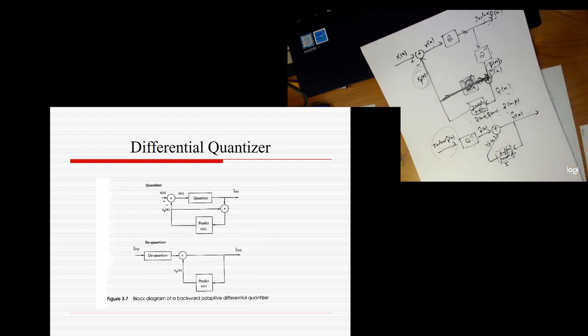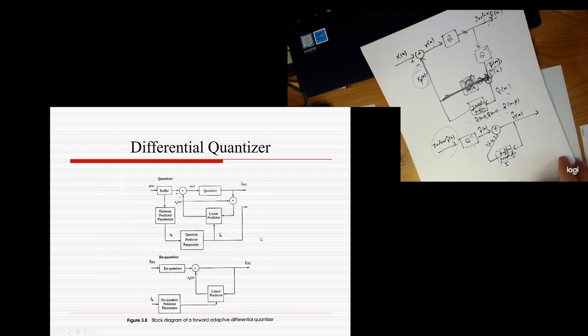So this one is called a differential quantizer. You can see we do not have additional information sent to the decoder. So this one is a backward adaptive differential quantizer. It's called a backward adaptive differential quantizer.